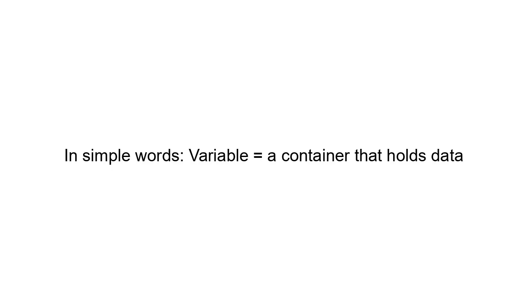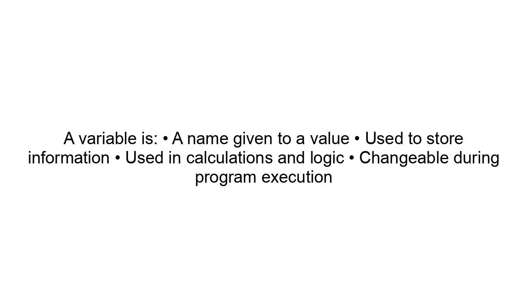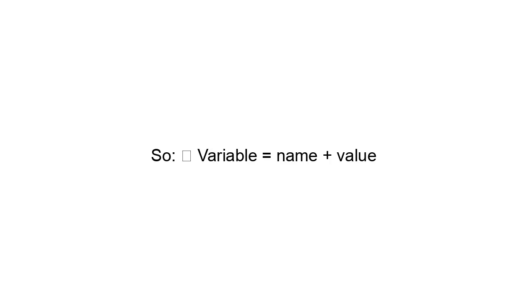It means a variable is a name given to a value, used to store information, used in calculations and logic, changeable during program execution. So, variable equals name plus value. Example idea. Age equals 20. Here, age is the variable and 20 is the value.